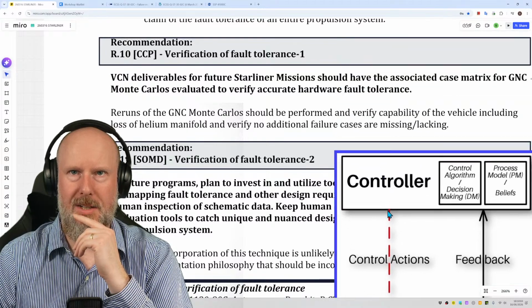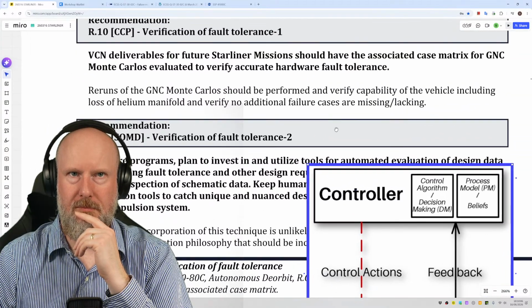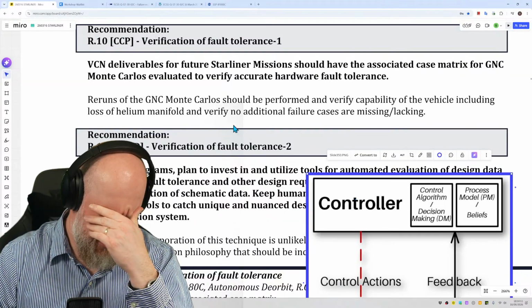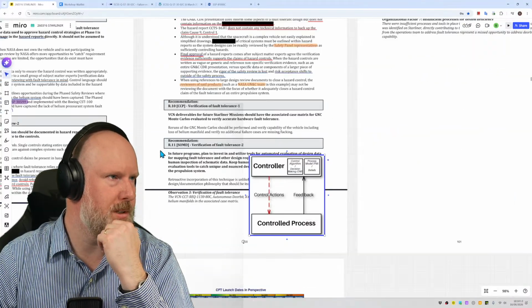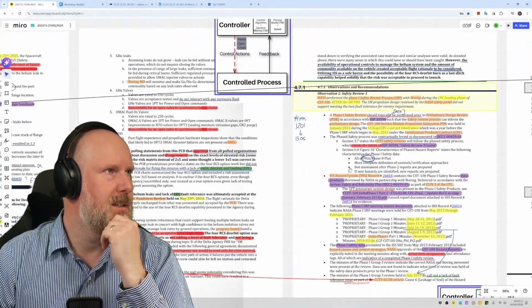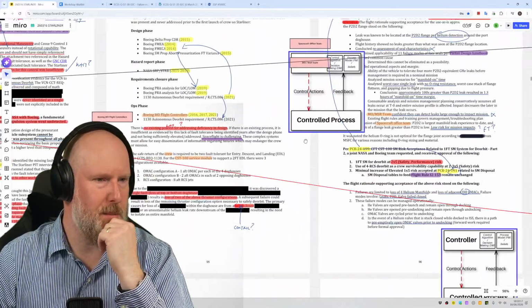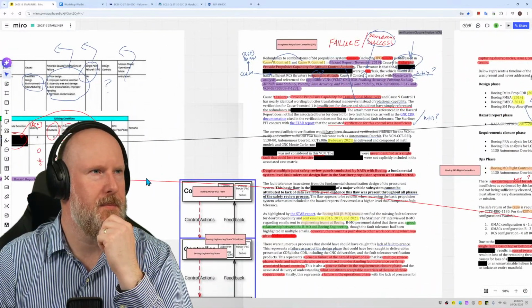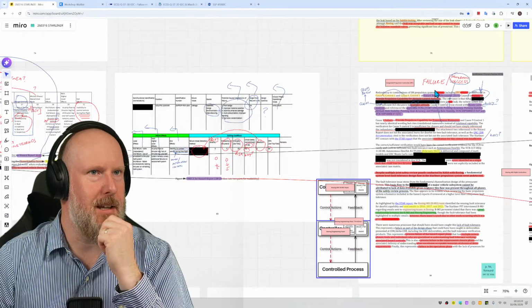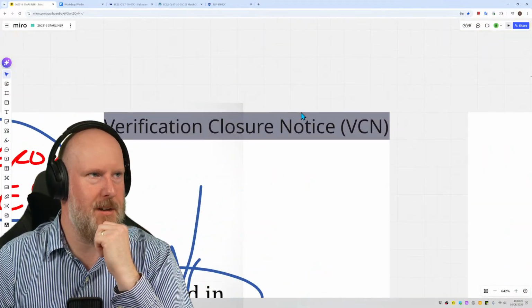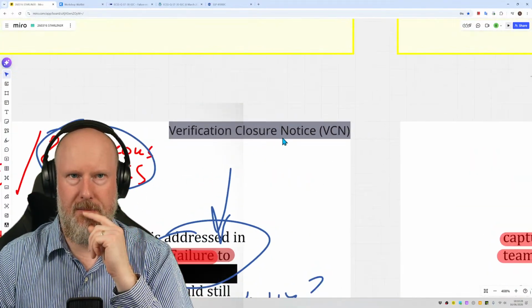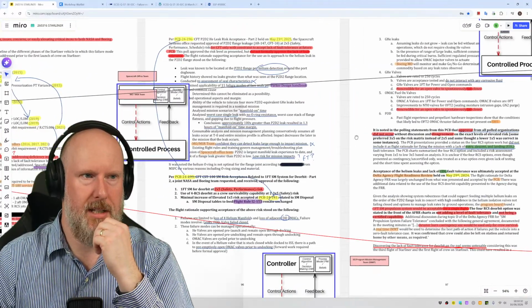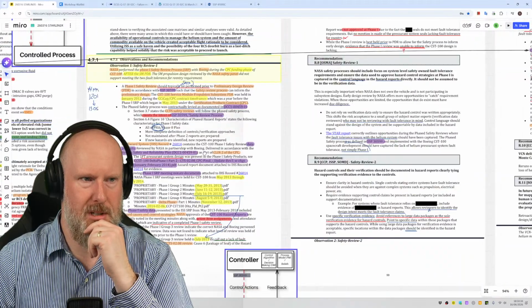Okay, so recommendation number 10. VCN deliverables. Oh, that was VCN. That meant something. We talked about that yesterday. I put it on a model, didn't I? Yes, I did. Or did I? Come on, Si, where is it? There it is. I knew it was there. Verification closure notice. So I interpret it as something that is provided as part of the administrative activity.